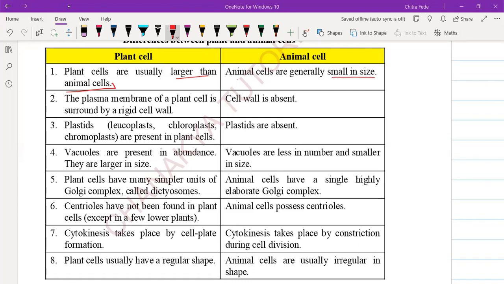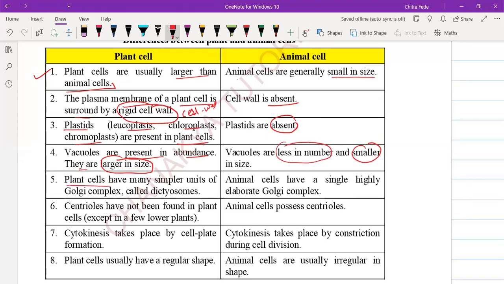Okay. So the first difference is clear. Then we have second. The plasma membrane of the plant cell is surrounded by a rigid wall called the cell wall. So cell wall is present on plant cell but absent on animal cell. Plastids like leucoplast, chloroplast, chromoplast are present in plant cell but absent in animal cell. Vacuoles are present in abundance and they are larger in size. But in animal cell, they are smaller in size and less in number.